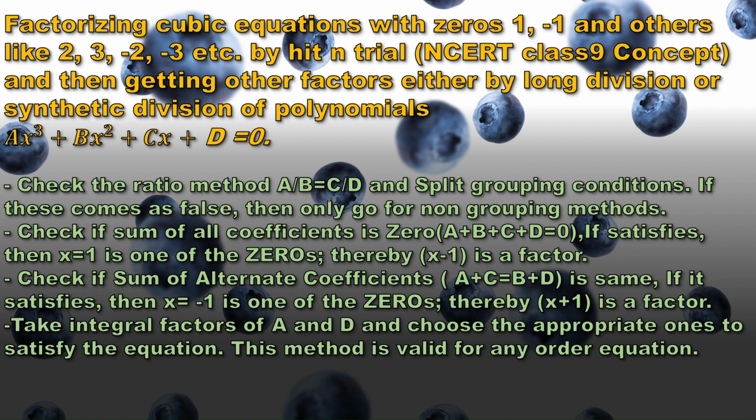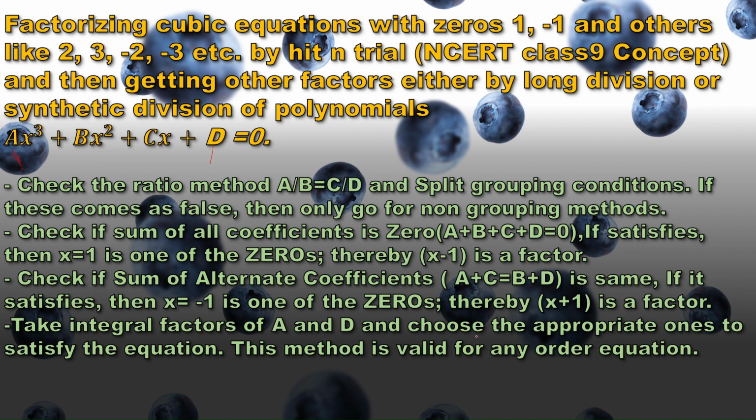Another method is just to check by hit and trial, like putting 1, minus 1, 2, minus 2, 3, minus 3, or we can take factors of d and factors of a, and put those values in as a trial and see if it gives 0 or not. That way, by hit and trial, we can also get the roots. And this concept of the sum of all coefficients and the sum of alternate terms is applicable to any order equation, not only for cubic, but for quadratic, biquadratic, pentic, any equation. This method can be applied to any equation and it will hold.